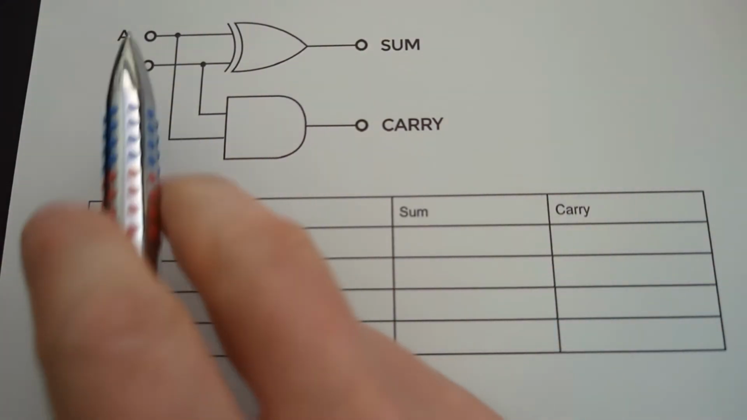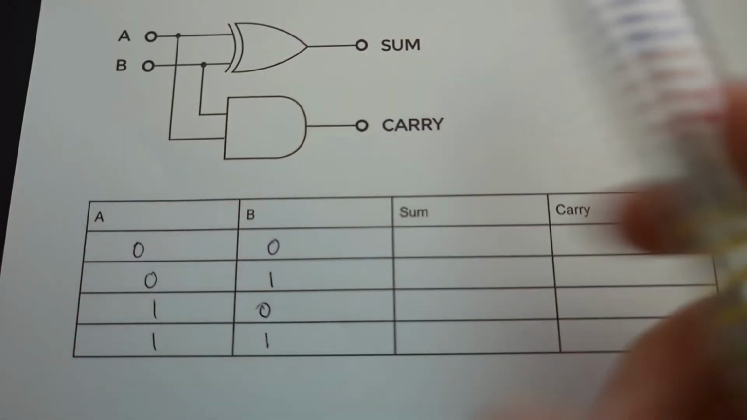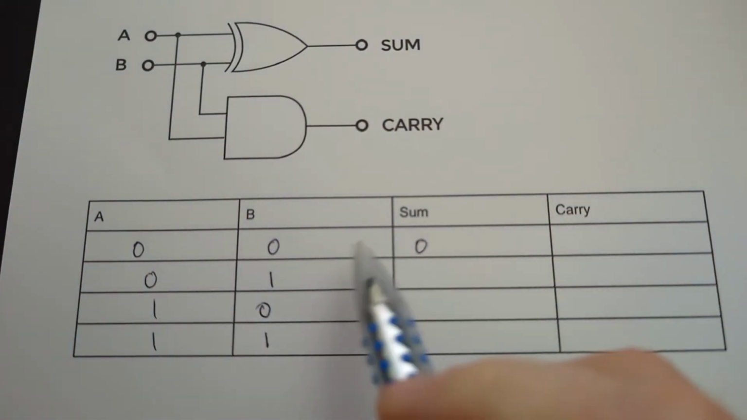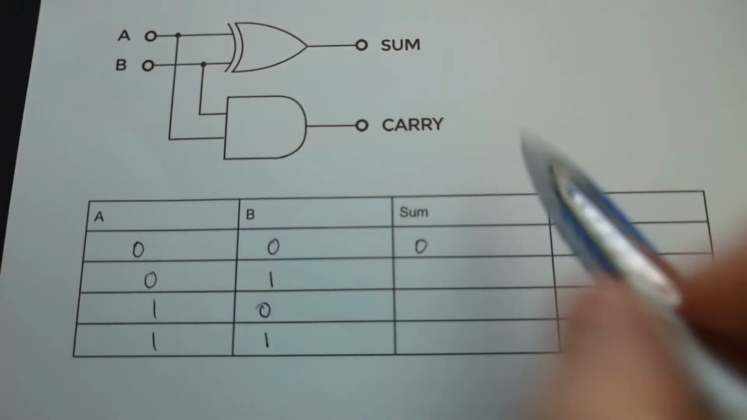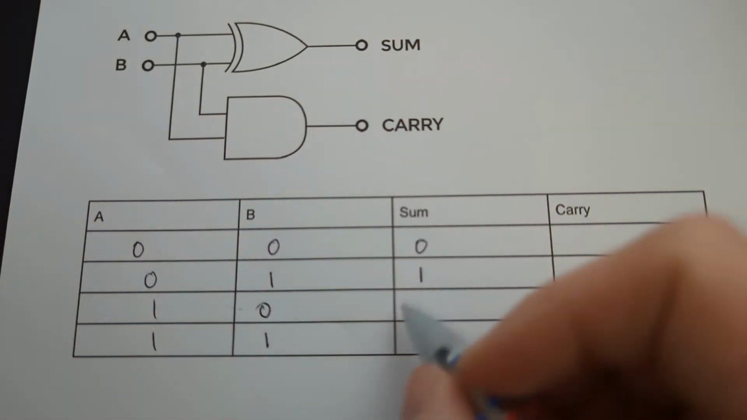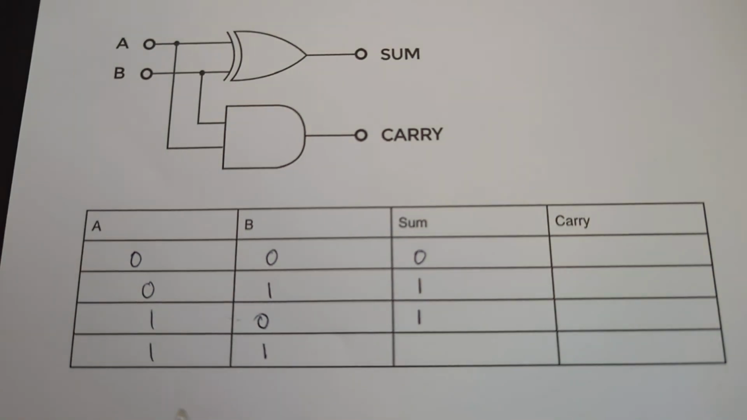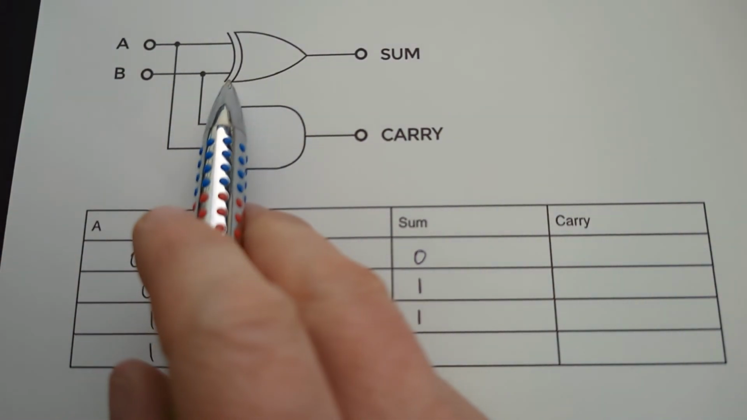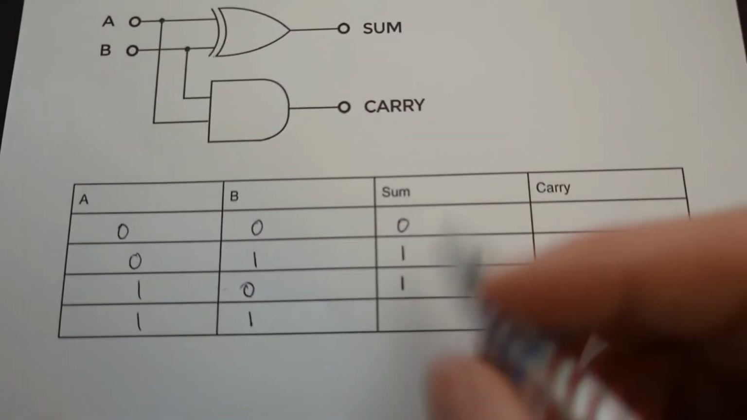So if A is 0 and B is 0, the sum going in here is 0, 0 produces a 0. 0 and 1 produce a 1 because it goes through the OR gate. 1 and 0 produce a 1 on the sum, go through the OR gate again. 1 and 1, because this is an exclusive OR gate, this 1 and 1 will produce a 0.